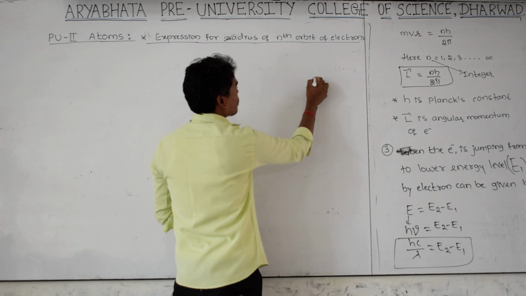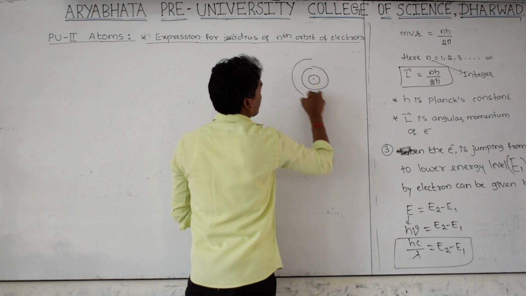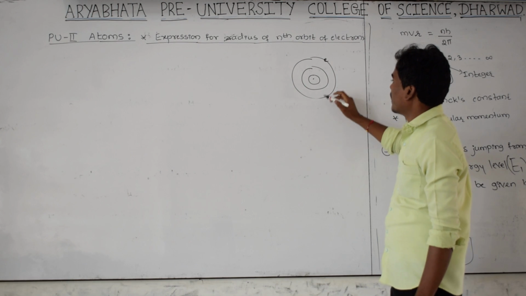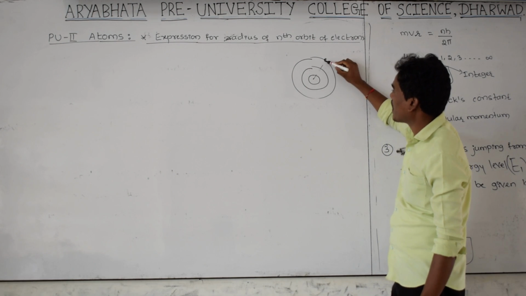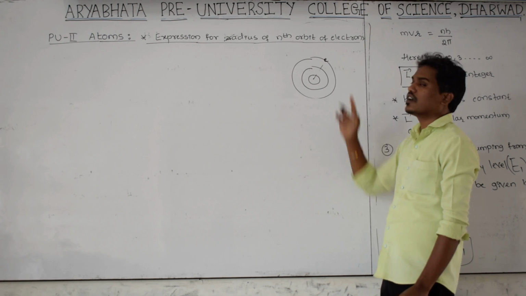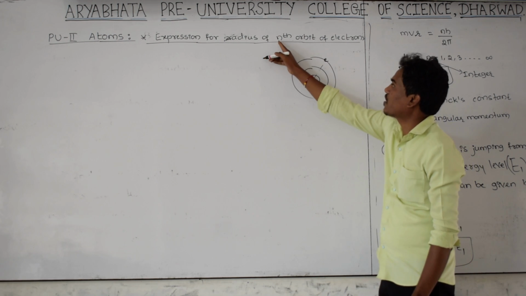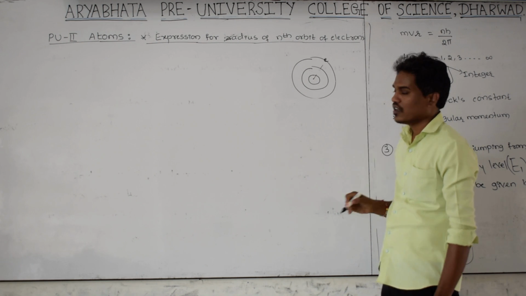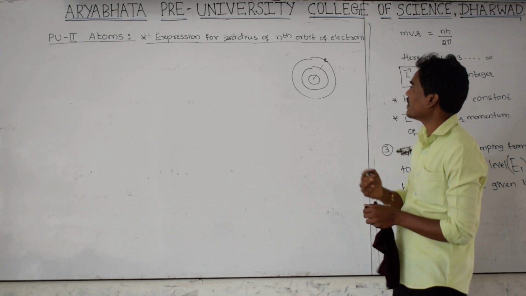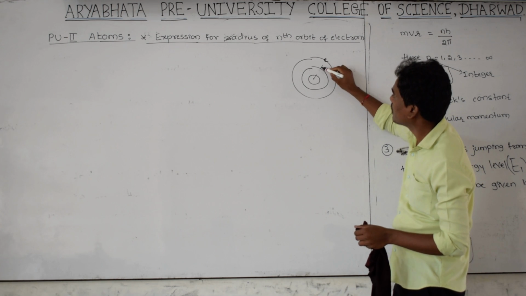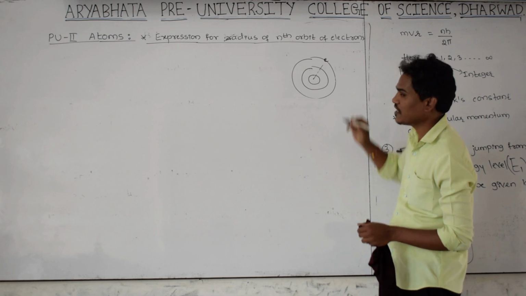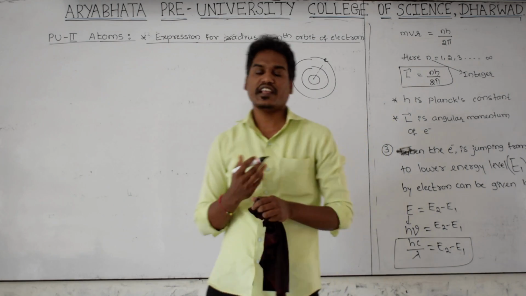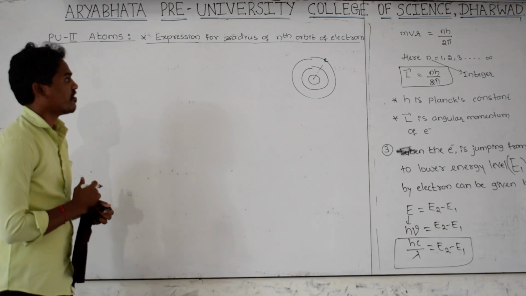Let us consider this atom. Here I am considering the position of the electron, and I want to find out this value. I have considered the third orbit, that means n becomes 3 here. How do we find the radius of this orbit? If you would like to find the radius of this orbit, there is a general formula to find the radius of any given orbit. That we can derive now.